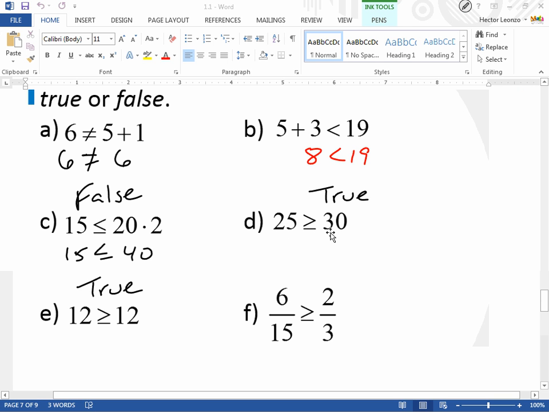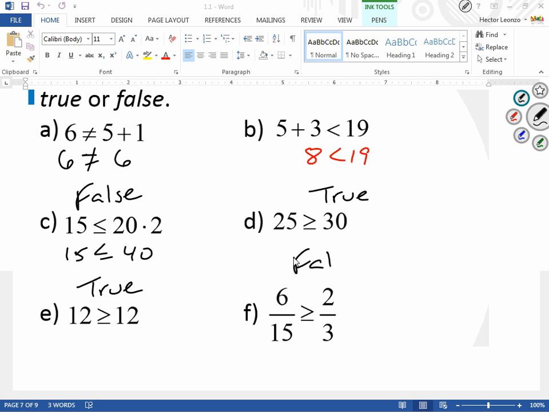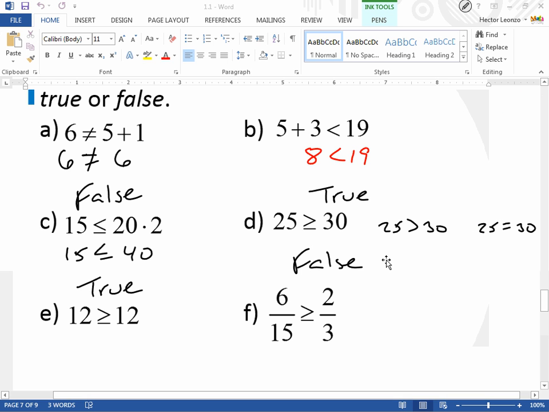So looking at the inequality sign, 25 greater than 30, because remember the arrow is always pointing at the small number. 25 greater than 30, that's false. And then if I look at the equal sign, 25 equals 30, that's also false. So all of this is false. Remember, I broke it as 25 is greater than 30, 25 is equal to 30. In order for this to be true, one of these two had to be true. But since both of them are false, then I'm going to call this false.